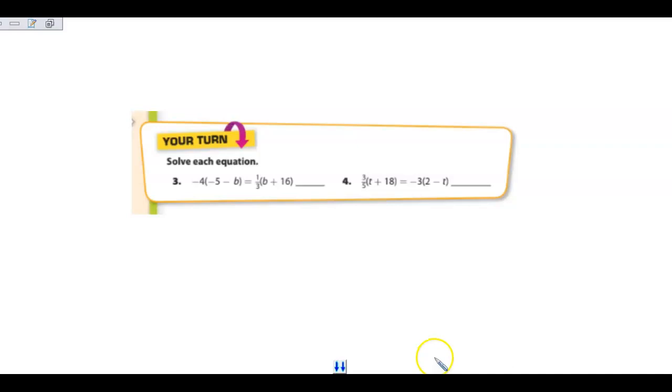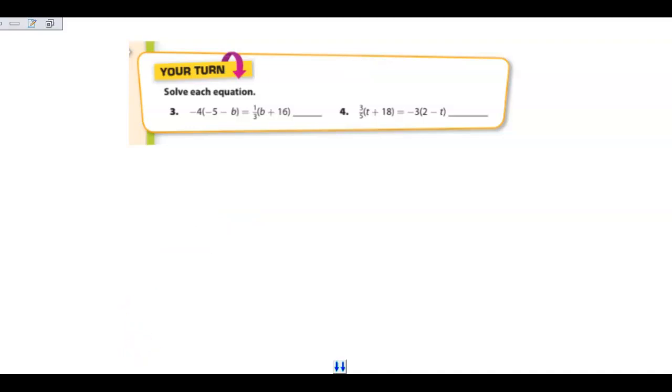All right, so let's take a look at number 3. I have -4 times -5 minus b equals 1/3 times b plus 16. Where do I start? What's my first step? If you said multiply everything by 3 to get rid of this fraction here, you are correct.